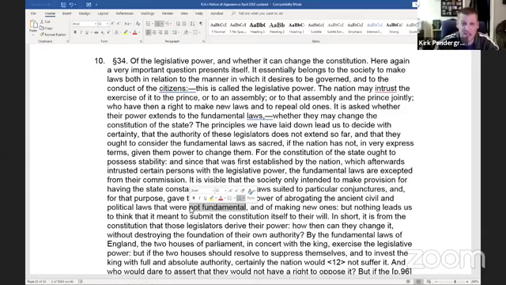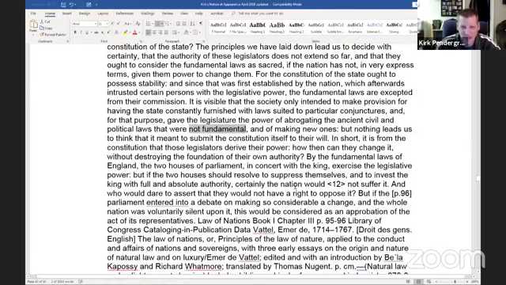And governments, again, were instituted among men, receiving their just powers. There was no power to alter the fundamental law. Fundamentally, we all have the right of life, liberty, and property. But nothing leads us to think that it meant to submit the Constitution itself to their will. In short, it is from the Constitution that those legislators derive their power, which is why I encourage everyone to read your constitutions, right? The supreme law of the land is actually our form of government.